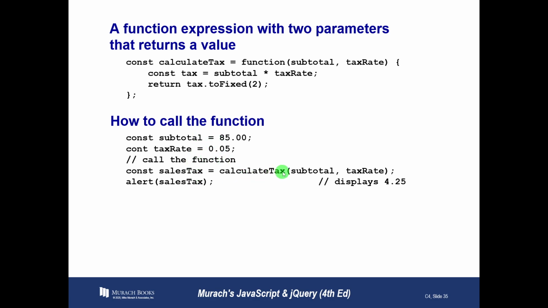When we call calculateTax, which was the name we assigned up here, we still have to pass it the 2 parameters that our function required, subtotal and tax rate. It does the calculateTax. It returns the value that gets stored here in salesTax, and then we can pop up an alert box with the sales tax of $4.25 in this case.